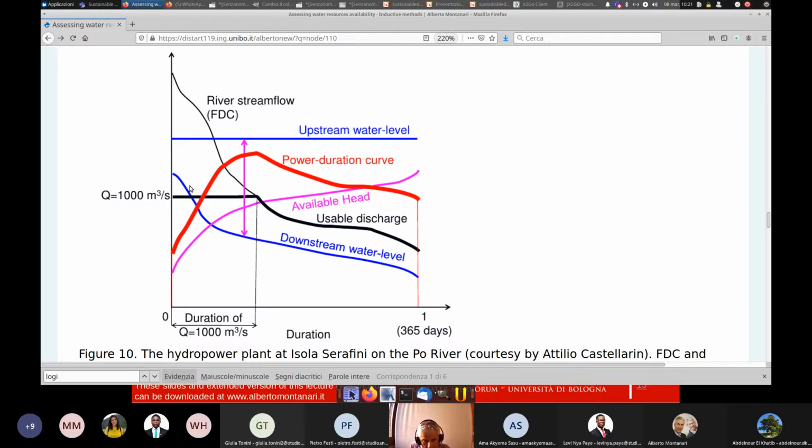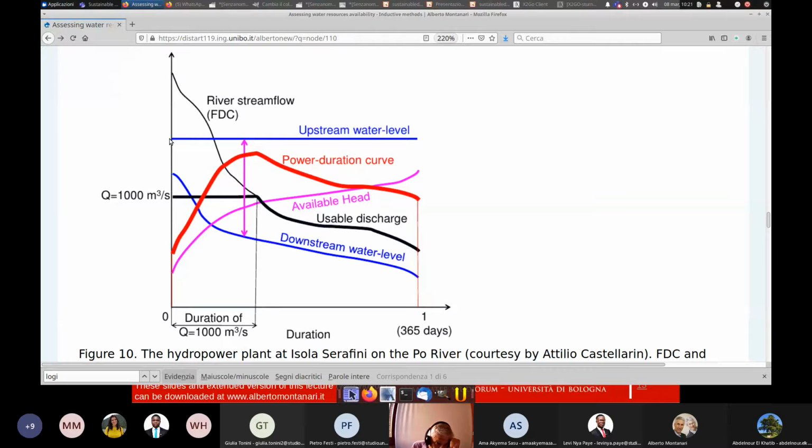Very good. So this is the 1000 cubic meters per second is the design flow. So this withdrawn flow duration curve is what we can use to produce energy. Perfect. But I said that the energy also depends on the head. Now let's depict here in the same graph.